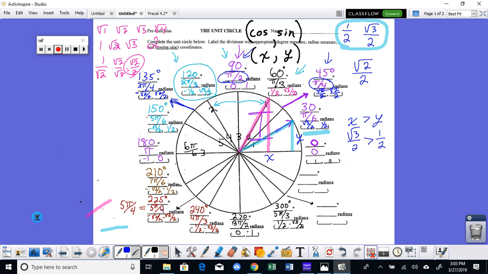Alright, the next one, my 45s. I did 45, 90, 135, 180, 225, 270, 315. 315 degrees. Radians, pi over 4, 2 pi over 4, 3 pi, 4 pi, 5 pi, 6 pi, 7 pi over 4. Alright, it's a 4 over 4. It's square root of 2 over 2, square root of 2 over 2. It's quadrant 4, so the y is negative.